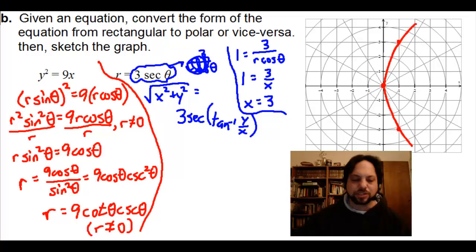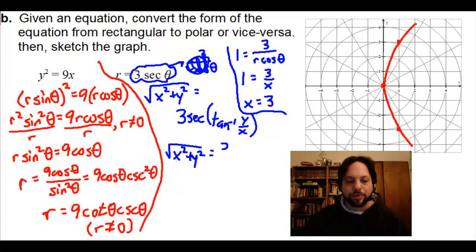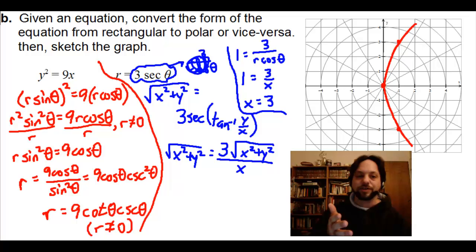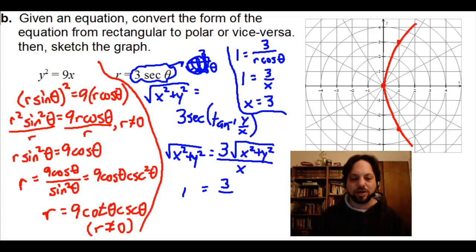For the sake of time, I'm just going to go ahead and spill the beans on this one. But I certainly encourage you to try this on your own and see that what I'm about to show you does work. What we would actually end up with is 3 times the radical of x squared plus y squared on top, and x on the bottom. Now this is very interesting, because look where I'm going to go from here. I'm going to divide both sides by this ugly radical. And when I do that, I'll get 1 equals 3 over x.